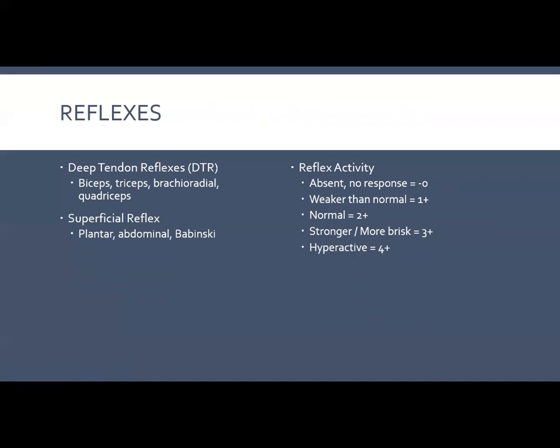So with our reflexes, we've got some reflexes that are normal for adults and some that are abnormal. So with our reflexes, we've got our deep tendon reflexes, biceps, triceps, quadriceps, etc. Our superficial reflexes are like our plantar, abdominal, Babinski's, anything like that. For when you're kind of charting it, absent or no response gets a 0, weaker than normal gets a 1+, normal gets a 2+, stronger or more brisk gets a 3+, and hyperactive gets a 4+.